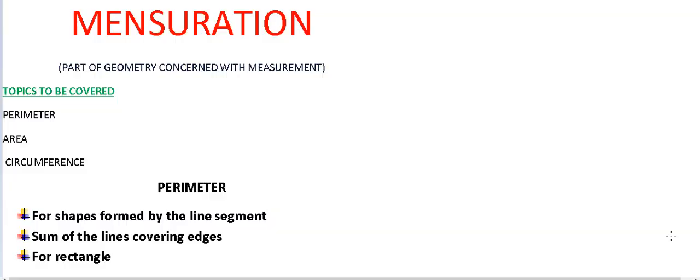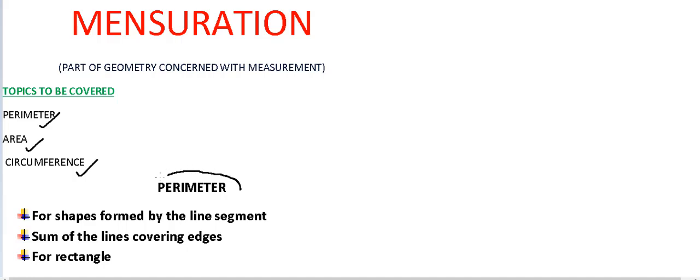In this video, we are going to learn about the basic concept of mensuration. Mensuration is basically a term which defines measurement. In mensuration, we basically cover three topics. The first one is perimeter, the second one is area, and the last one is circumference.